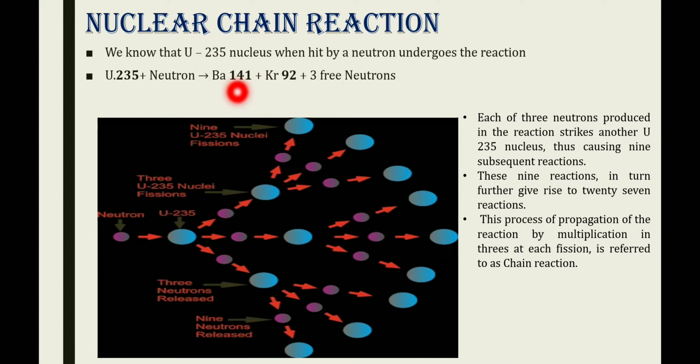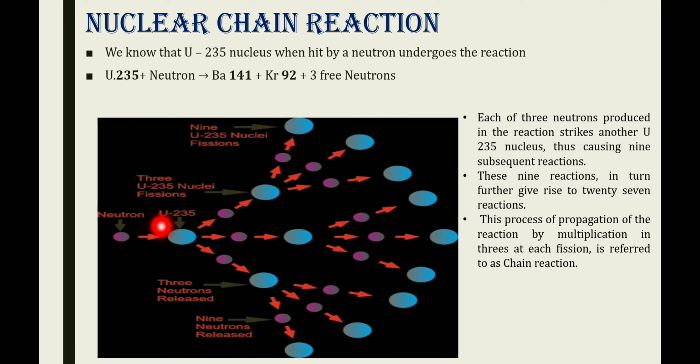So the mass number here is 141 plus 92 plus 3. How much will it be altogether? Altogether it also gives 236 itself. So both the reactant side as well as the product side, the atomic numbers as well as the mass numbers, are balanced with each other. So that is the reason. See here how the nuclear chain reaction process takes place.